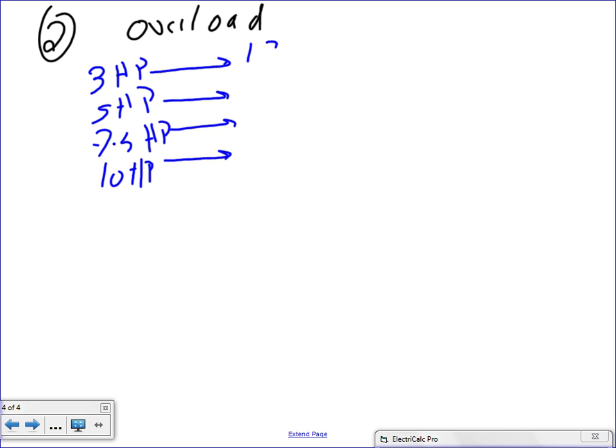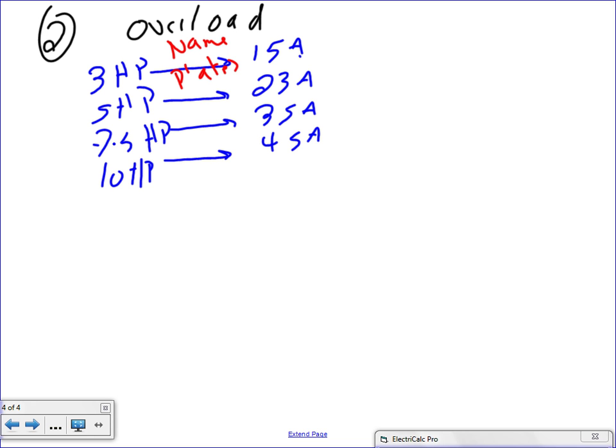17 amp. 15 amps. 23 amps, 15 amps. What's the other one? 23 amps. 35 amps, and 45 amps. And all these are nameplates. These are nameplates. That's what you start with when you do the overload. Start with the nameplates.